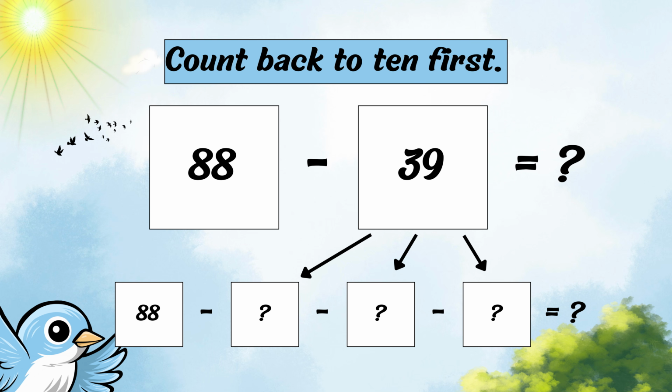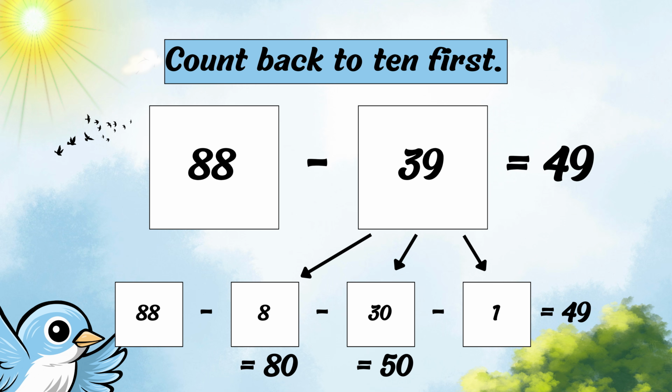Count back to 10 first. 88 minus 39 equals? Break the 39 into smaller numbers and count to 10 first. 88 minus 8 equals 80. Break the 31 into smaller numbers and subtract the tens first. 80 minus 30 equals 50. Subtract what's left. 50 minus 1 equals 49.